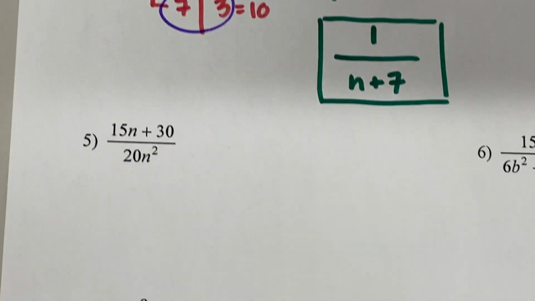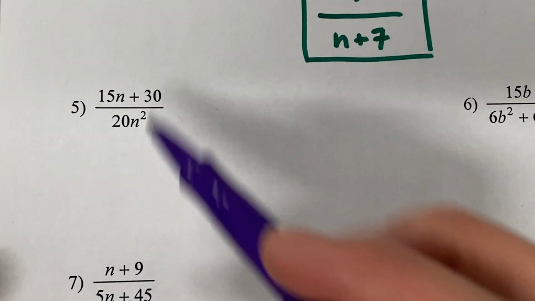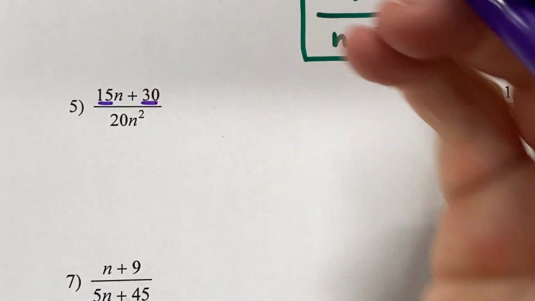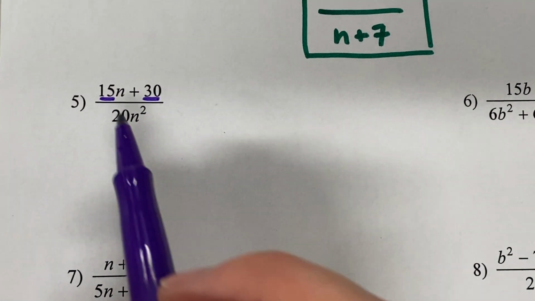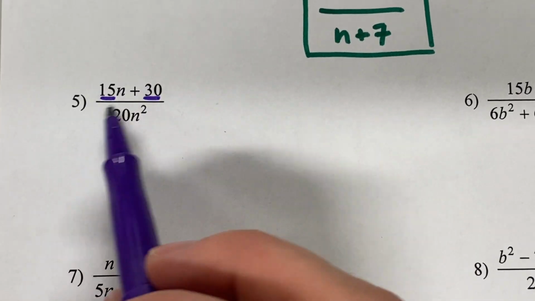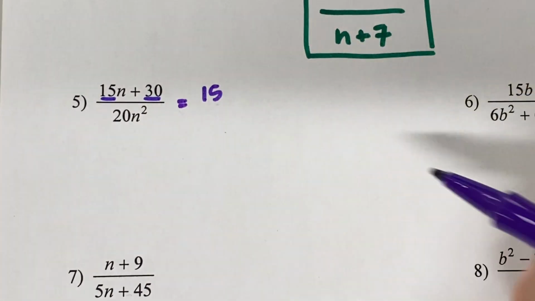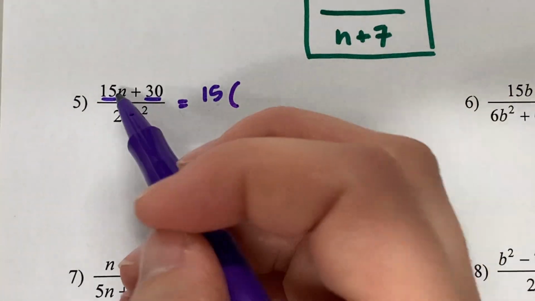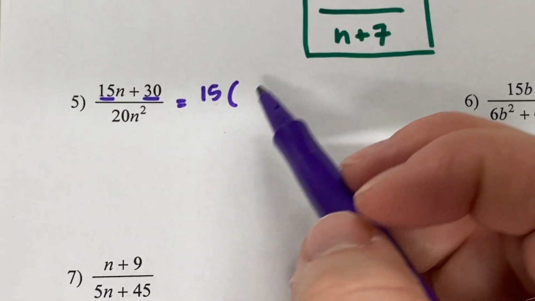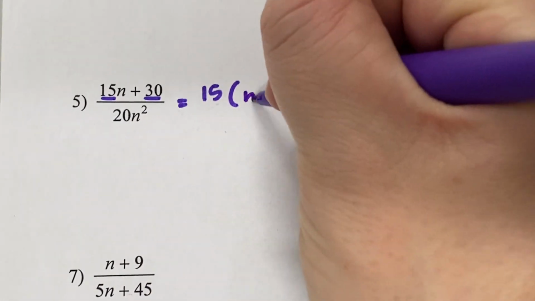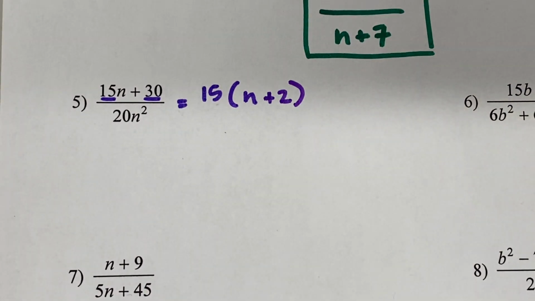Alrighty, number 5. Okay, so let's go ahead and look at our numerator again. So I have 15 and 30. Okay, again, 2 terms. We just want to see if there's anything they have in common. Okay, well 15 and 30, I can divide both of those guys by 15. So I can factor out a 15 on top. They both don't have n's, so I can't factor out an n. So I'm just left with 15 divided by 15 is 1, so 1n. And then 30 divided by 15 is 2.